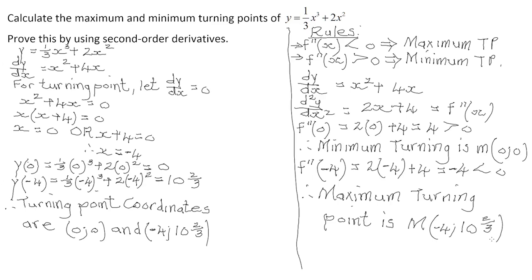That's why it's very important. You need to know those two rules in order to prove, with the aid of the second derivative, which one of these turning points is maximum and which one is minimum.